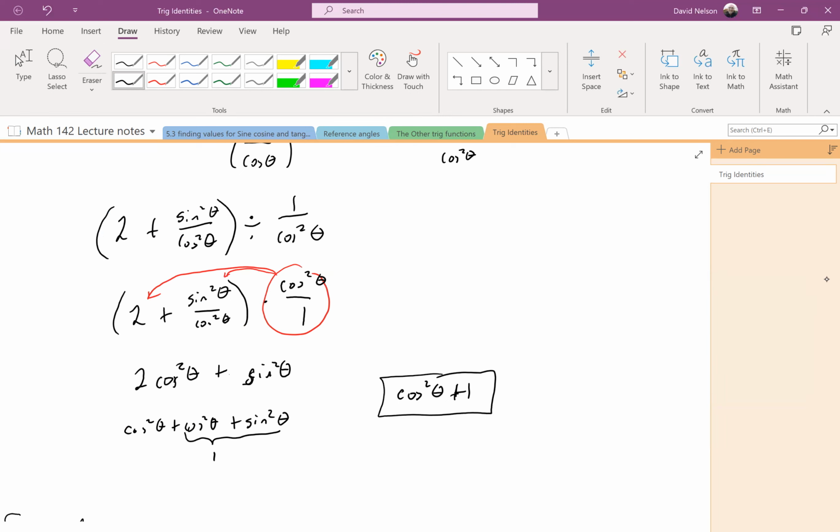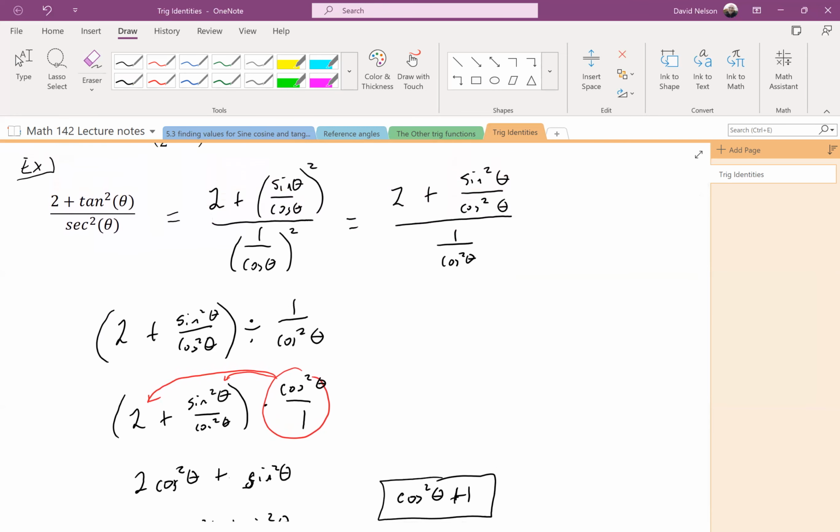So there we go. But 1 plus cosine squared theta is a lot simpler than the fraction that I had up here that I started with, the 2 plus tangent squared theta all over secant squared theta.